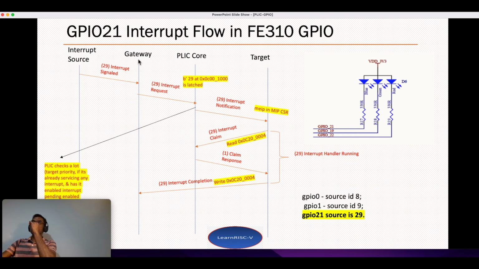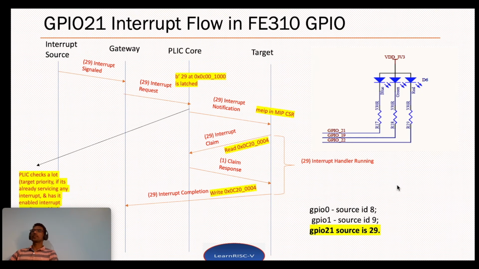At the same time, as I said, the gateway would ensure that when there is an interrupt already requested to the PLIC core for the same source, it wouldn't again forward further interrupts for the same source. This would prevent a burst of interrupts being forwarded. So that's how the PLIC is implemented in the FE310 core.